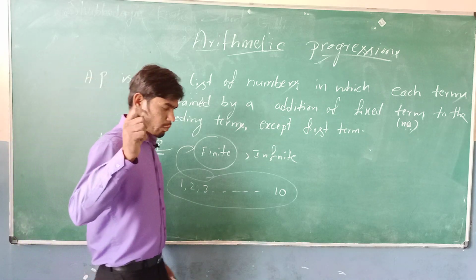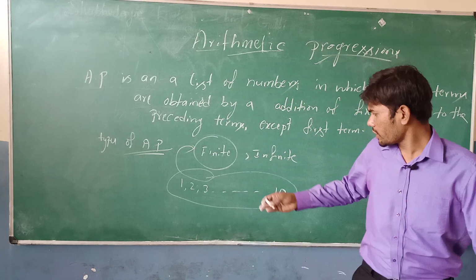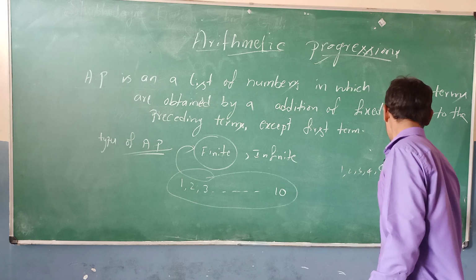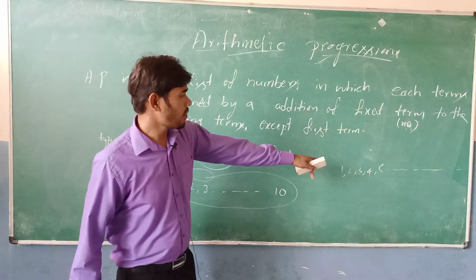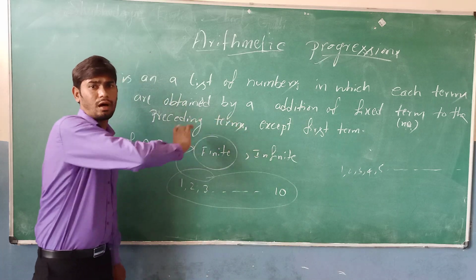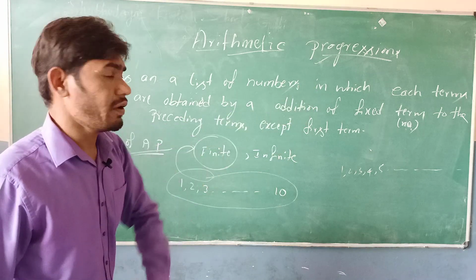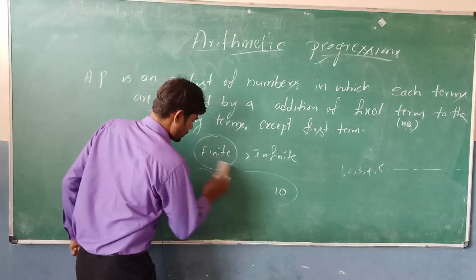If the arithmetic progression is uncountable, it never ends. For example, 1, 2, 3, 4, 5, and so on. There is no end. That we call an infinite arithmetic progression, or arithmetic progression of infinite terms. Let me move on.